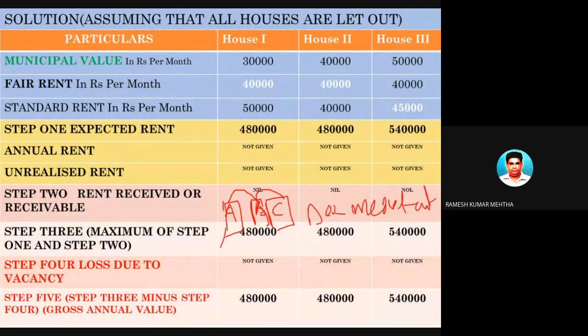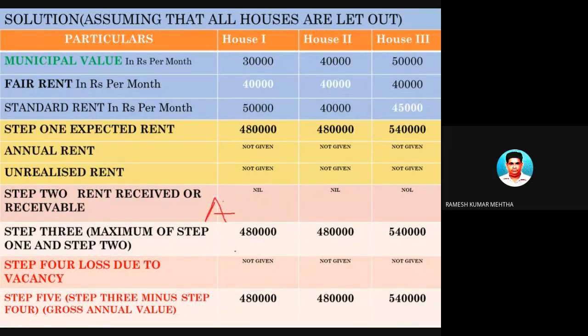Now, this is according to his own choice, which one he wants to show as self-occupied and which of the houses he wants to show as let out. Okay, let's do the problem. Now, how do we do it? Which one is to be self-occupied and which other two are to be deemed to be let out?